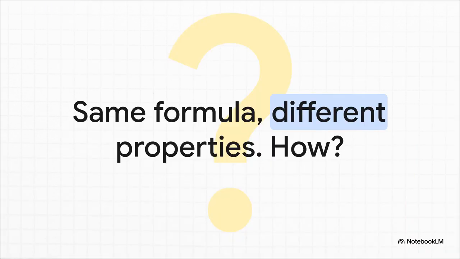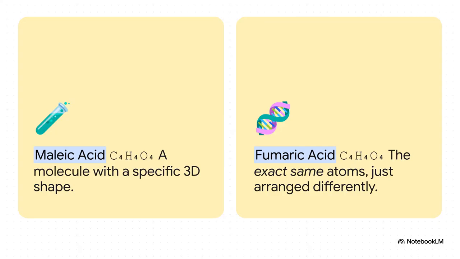It's like you bake two cakes with the exact same ingredients, but one comes out all light and fluffy, and the other is basically a brick. This isn't just a weird accident, it's a super important concept in chemistry, and we're about to figure out the secret. All right, let's meet our two molecular cakes, maleic acid and fumaric acid. Now look at their chemical formula. It's identical, C4H4O4. That means they both have exactly 4 carbons, 4 hydrogens, and 4 oxygens. On paper, you'd think they're perfect twins.